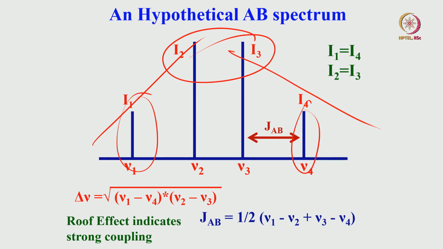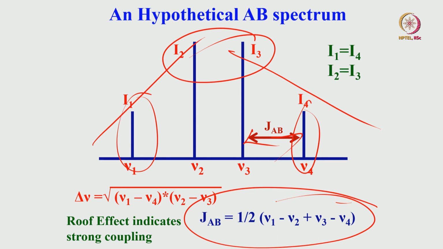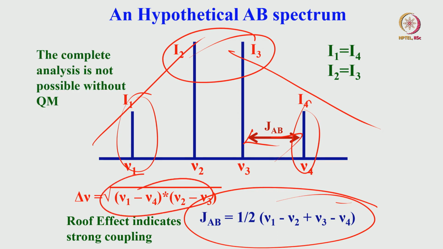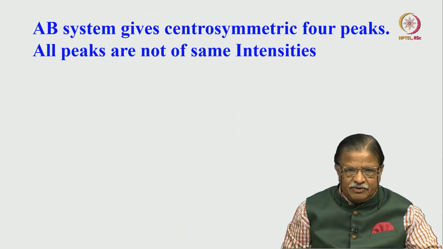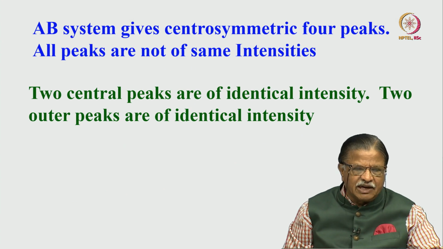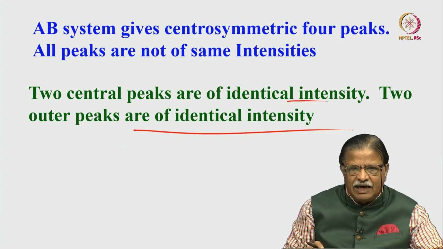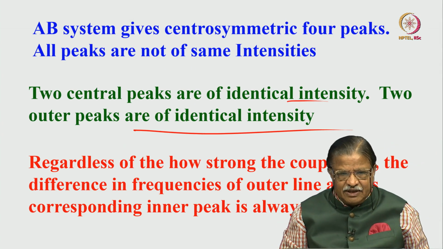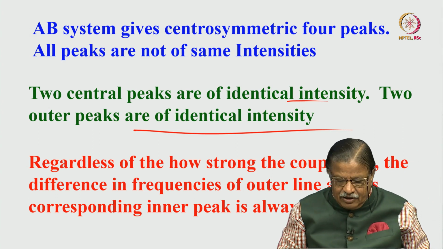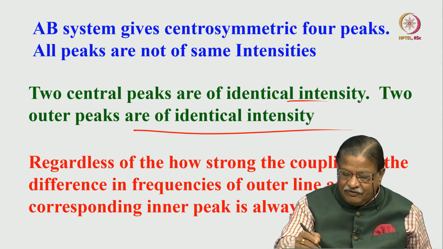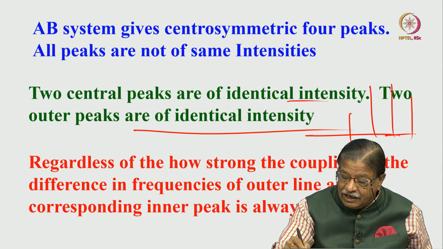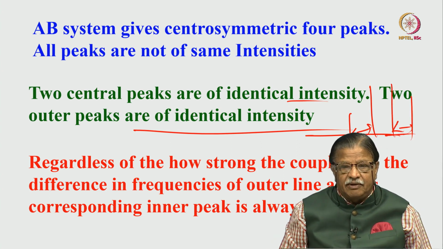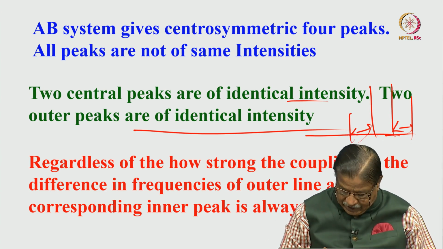Of course, without going into the details, which have already been discussed in many of the earlier two courses, you can find out from the intensity. This gives you the J coupling, and the chemical shift separation has to be obtained by taking into account the frequency of the transitions and by using a simple equation like this. The AB system gives centrosymmetric 4 peaks, 2 central peaks of identical intensity and 2 outer peaks of identical intensity. And regardless of how strong the coupling is, the difference in the frequencies of the outer lines always gives rise to the J coupling. For example, I have 4 peaks here, and the separation of the outer two lines always gives the J coupling, whatever the strength of the interaction.